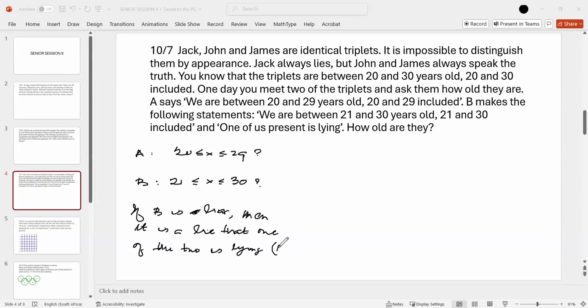Because B says so, it must be a lie. But this is false, because if B is a liar, then one of the two is a liar, namely B. And that's not a lie. No, that's the truth. Because if B is a liar, then it is true that one of the two is a liar. But he says it is a lie that one of the two is lying. So there's a contradiction here.